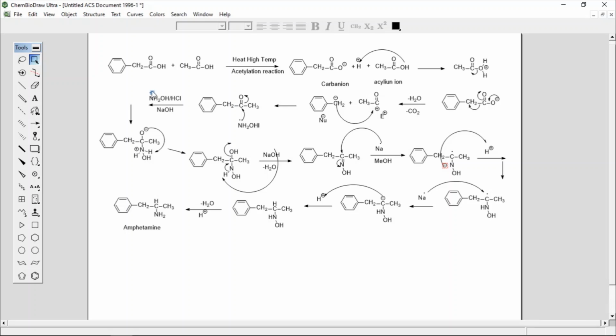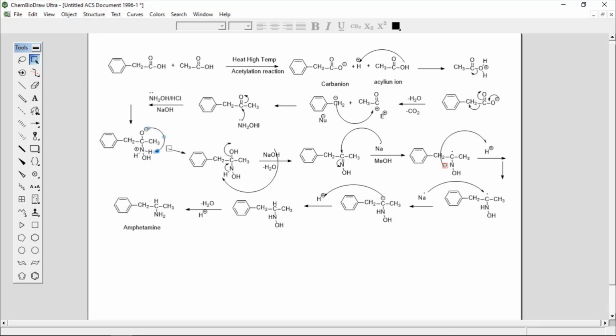Then this phenylacetone reacts with hydroxylamine hydrochloride in the presence of NaOH. So this NH2OH has a lone pair of electrons. That lone pair of electrons will attack on the carbonyl carbon of this phenylacetone. This carbonyl carbon has a double bond, that is, one pi bond and one sigma bond. The pi bond will break and the bond pair shifts on oxygen. So there is a negative charge.